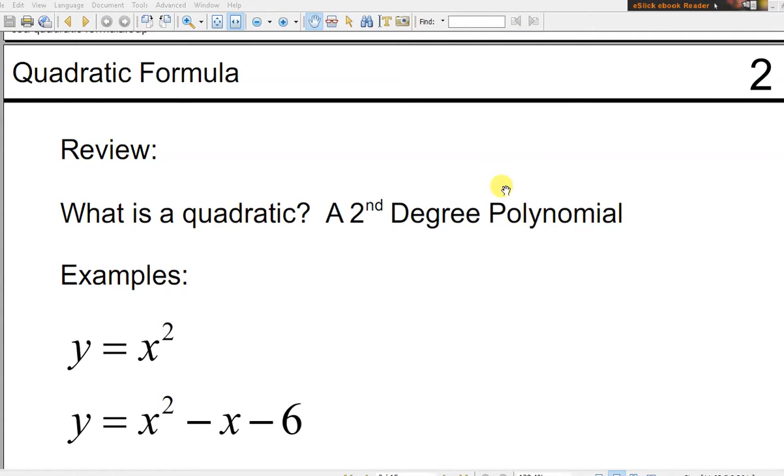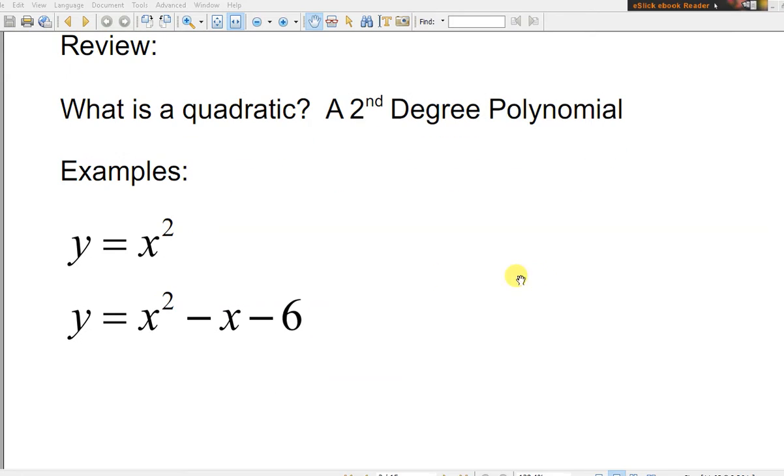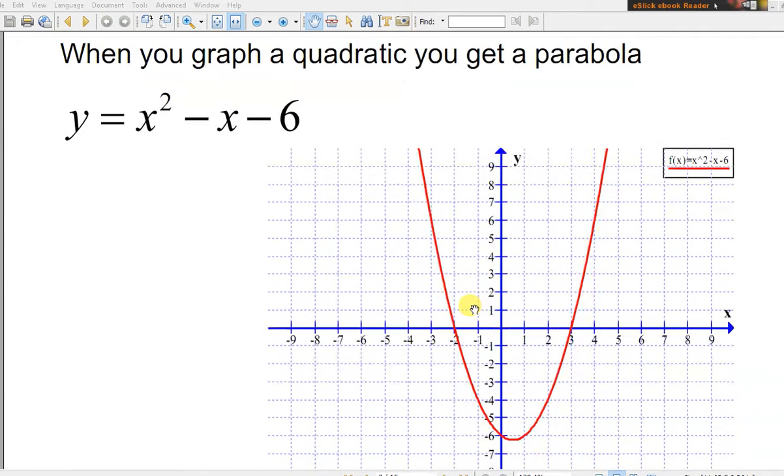First off, what is a quadratic? A quadratic is a second degree polynomial. Here are some examples of quadratics. Y equals x squared minus x minus 6. If I graph a quadratic, I get a parabola. There's the graph of it. And the roots or the solutions to this quadratic are right here at -2 and 3, where the parabola crosses the x-axis.